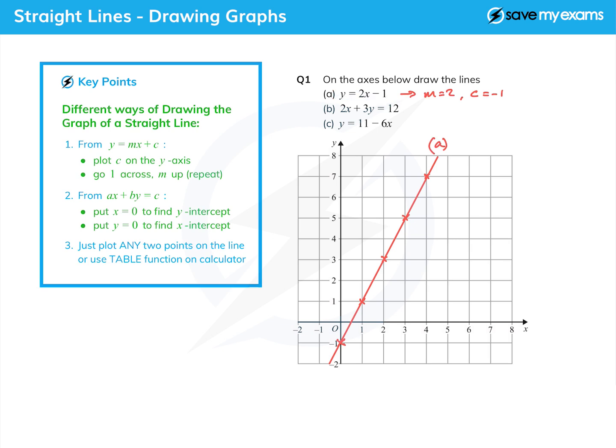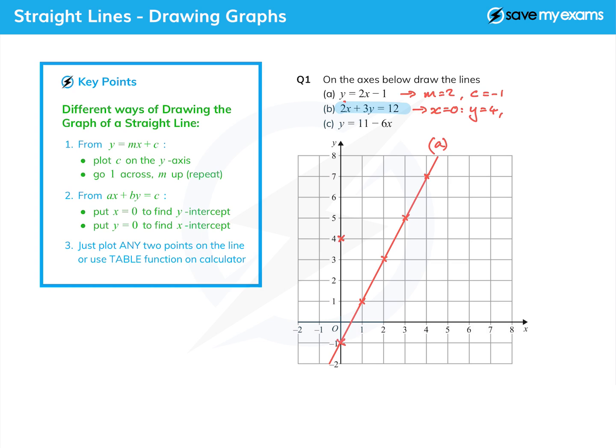Okay, so we move on to this one. 2x plus 3y equals 12. Now this is in the form which is given in point 2 here, so we're going to do it that way. And we're going to say x equals 0. Well, if x is 0, I'm essentially crossing out this term here, and I can see that 3y is 12, and so y must be 4. And so I can plot 0, 4 on my graph as one of the points on this line.